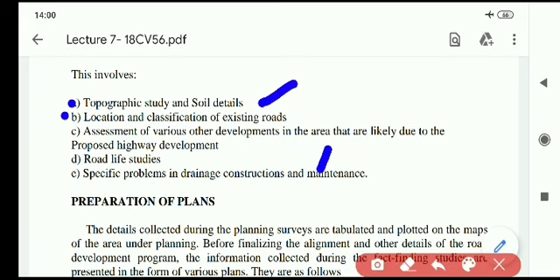And road life studies, what do we mean by road life studies? Road life study is nothing but the durability of the road.